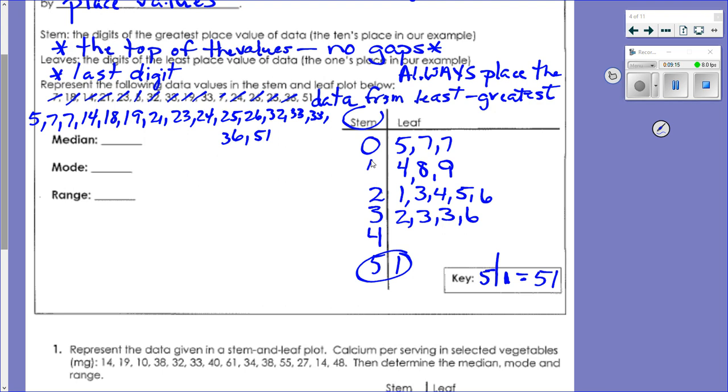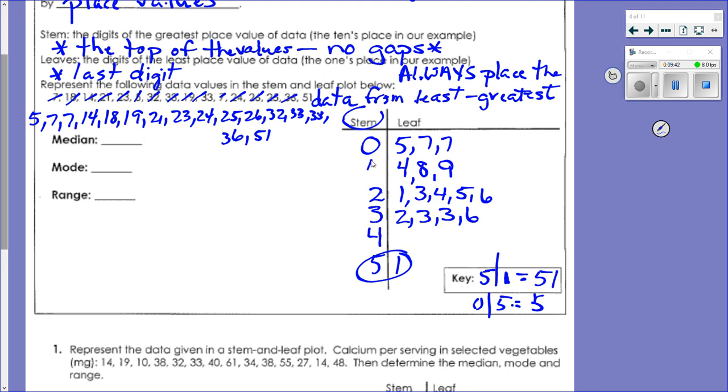Yes? So the key is just the last number? It can be any number in the plot. I just use the last one because it's right there. But I could have said 0, 5 equals 5. That also would work. Of course, it would look a lot better if my smartboard worked too. Doesn't matter what number I use. I can use any one. I just use the last one, okay, just for ease of use.